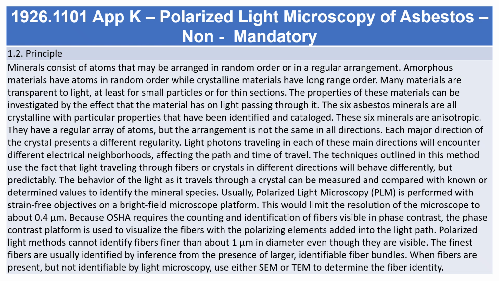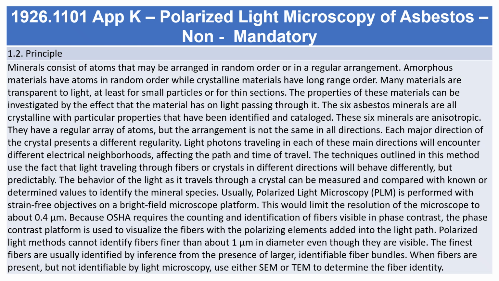1.2. Principal minerals consist of atoms that may be arranged in random order or in irregular arrangement. Amorphous materials have atoms in random order while crystalline materials have long-range order. Many materials are transparent to light, at least for small particles or for thin sections. The properties of these materials can be investigated by the effect that the material has on light passing through it. The 6 asbestos minerals are all crystalline with particular properties that have been identified and catalogued. These 6 minerals are anisotropic.